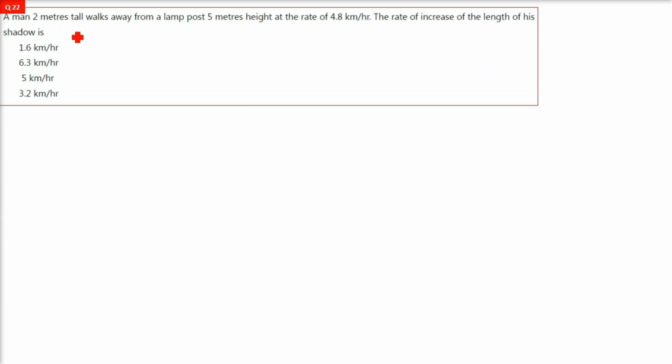A man 2 meters tall walks away from a lamppost 5 meters in height at the rate of 4.8 kilometers an hour. The rate of increase of the length of his shadow is? Now this type of question we have already done, so I'll just show you the diagram. Try to recall that this is your 5 meter height lamppost. A person's height is 2 meters. He is moving away from the lamppost.